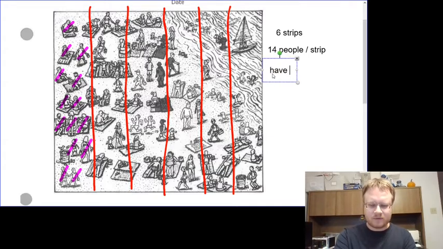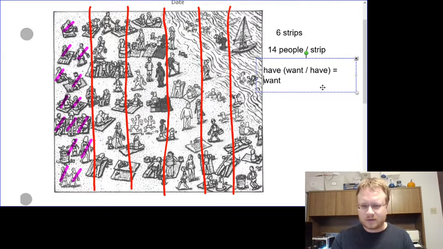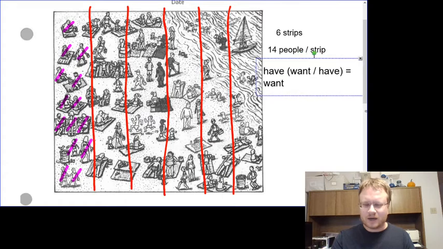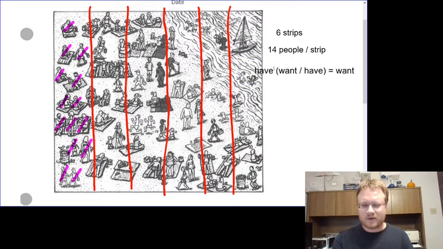What we have times what we want divided by what we have equals what we want. So I have the number of strips, that's 6. I want the number of people total, and I have my conversion factor. I know how many people are in each. I just want to fiddle with my position here for a moment. There we go. All right, so it's conversion factor. Let's type in our numbers, and I'll actually just write this in.